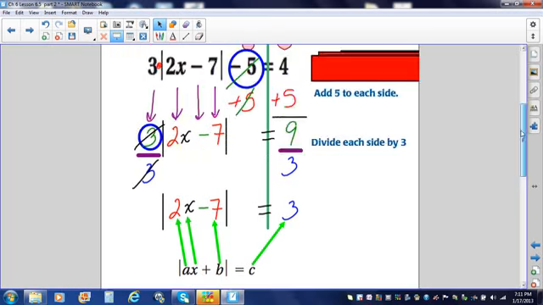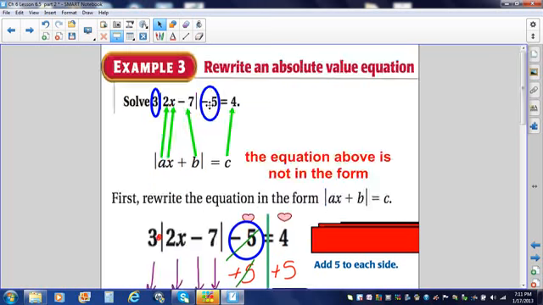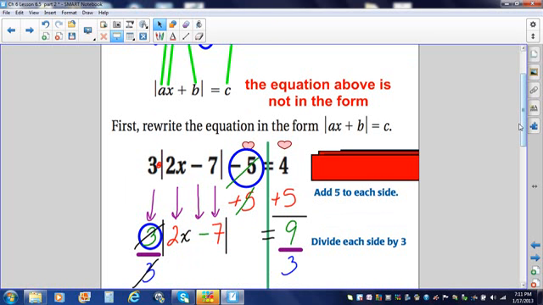So basically, we got rid of the negative 5 by adding 5 to both sides. We got rid of the 3 here because they were multiplying. We said the opposite of multiplying was divide. Now, this problem is a lot like yesterday's problem. So we are going to rewrite absolute value of 2x minus 7 equals 3 as two equations. So the first thing I'm going to do is write it as a positive. So I have 2x - 7 = positive 3.